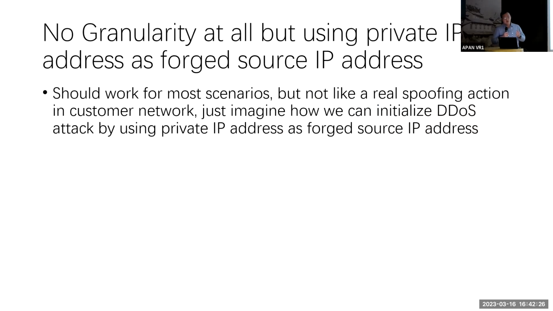About the third one, there might be no granularity at all, but using a private IP address for the source IP address, because in automation we have no full understanding of how the spoofing software is working. So that's just some guess from us. We just try to list all the possibilities here. For this case, we think it should work for most of the scenarios, but it is not like a real spoofing action in customer networks. Let us just imagine how we can initiate a DDoS attack by using a private IP address as the fake source IP address. That's not a real scenario on the internet.